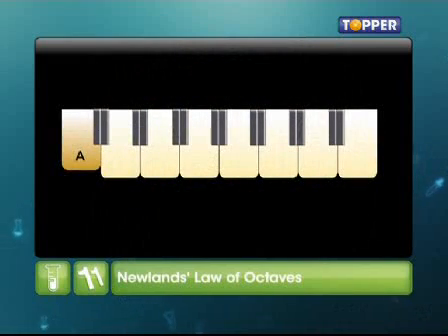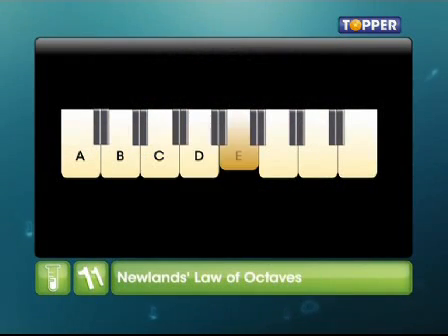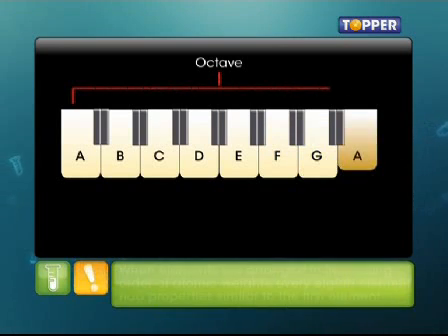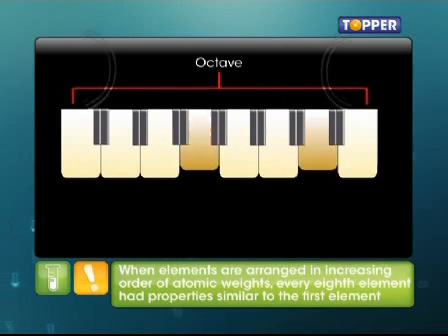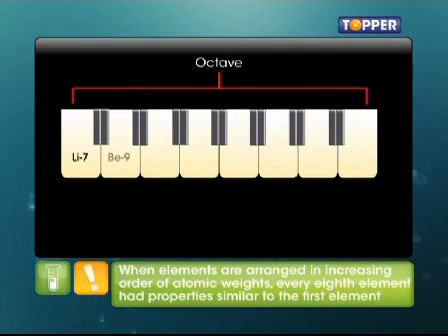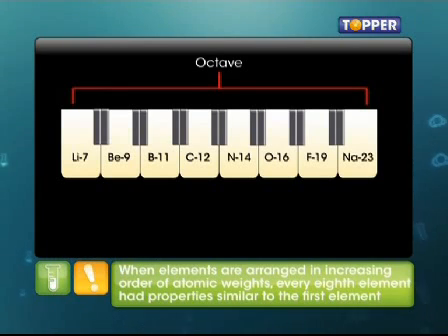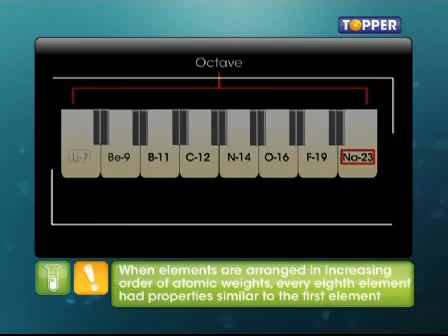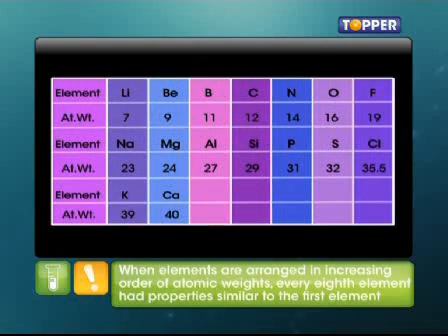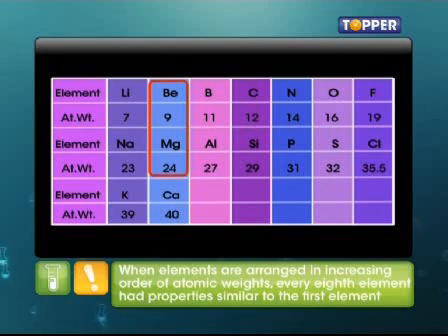Just as musical notes were repeated on every 8th note, so also elements exhibited a periodicity on every 8th element. This happened when they were arranged in the order of increasing atomic masses. For example, lithium and sodium share the same physical and chemical properties. Similarly, magnesium is the 8th element to beryllium, hence both share the same physical and chemical properties. Newland called this repetition the law of octaves.